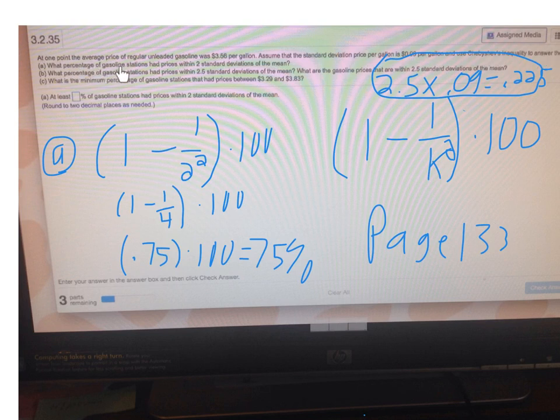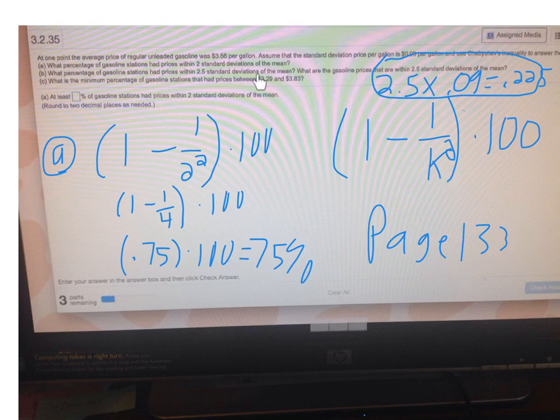What percentage of gasoline had prices within 2 standard deviations of the mean? Well, right here's Chebyshev's rule. That's 1 minus 1 over k squared, the quantity of that times 100. K is the number of standard deviations. This is on page 133 if you'd like to read about it in the book.